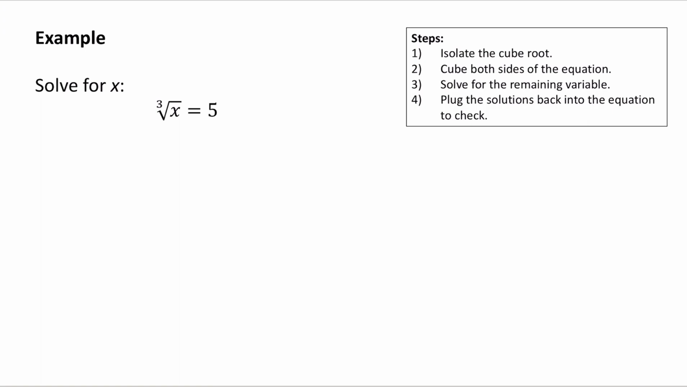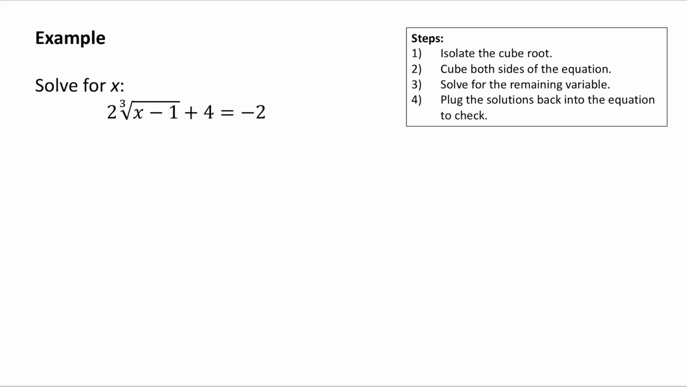Let's solve for x. Notice that the cube root is already isolated in this problem, so we can undo it by raising both sides to the third power. When we do that, on the left side that just leaves us with x, and then we have 5 cubed. You can do 5 cubed on your calculator by doing 5, then pushing the caret button, and then 3. That should give you x equals 125.